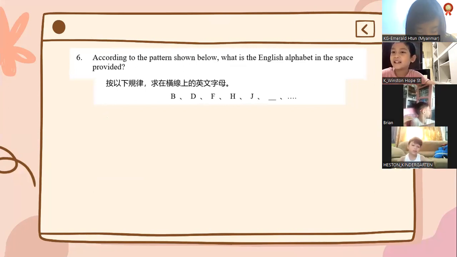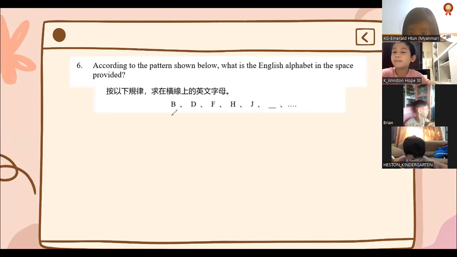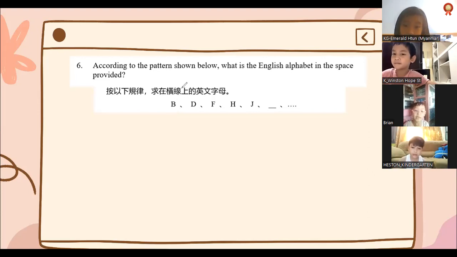L. Okay, L. It's not numbers. How did we get the L? Because B plus 2 equals D. B plus 2 equals D. Or it means that we have to skip two letters to get to the next letter in the pattern. Very good. Okay, that is correct.